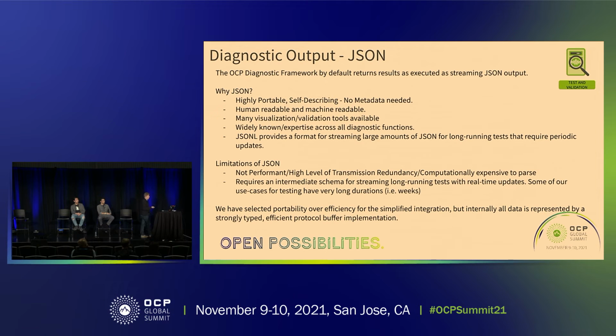Now, JSON's not perfect. There's limitations. It's not performant, right? There's a high level of transmission redundancy when you send the keys and the same values over and over. And it's also computationally expensive to parse. It's slow. But we've selected those compromises because we value the efficiency of simplified integration over the efficiency of the protocol format. Now, internally, all this data is strongly represented by protocol buffers, right?